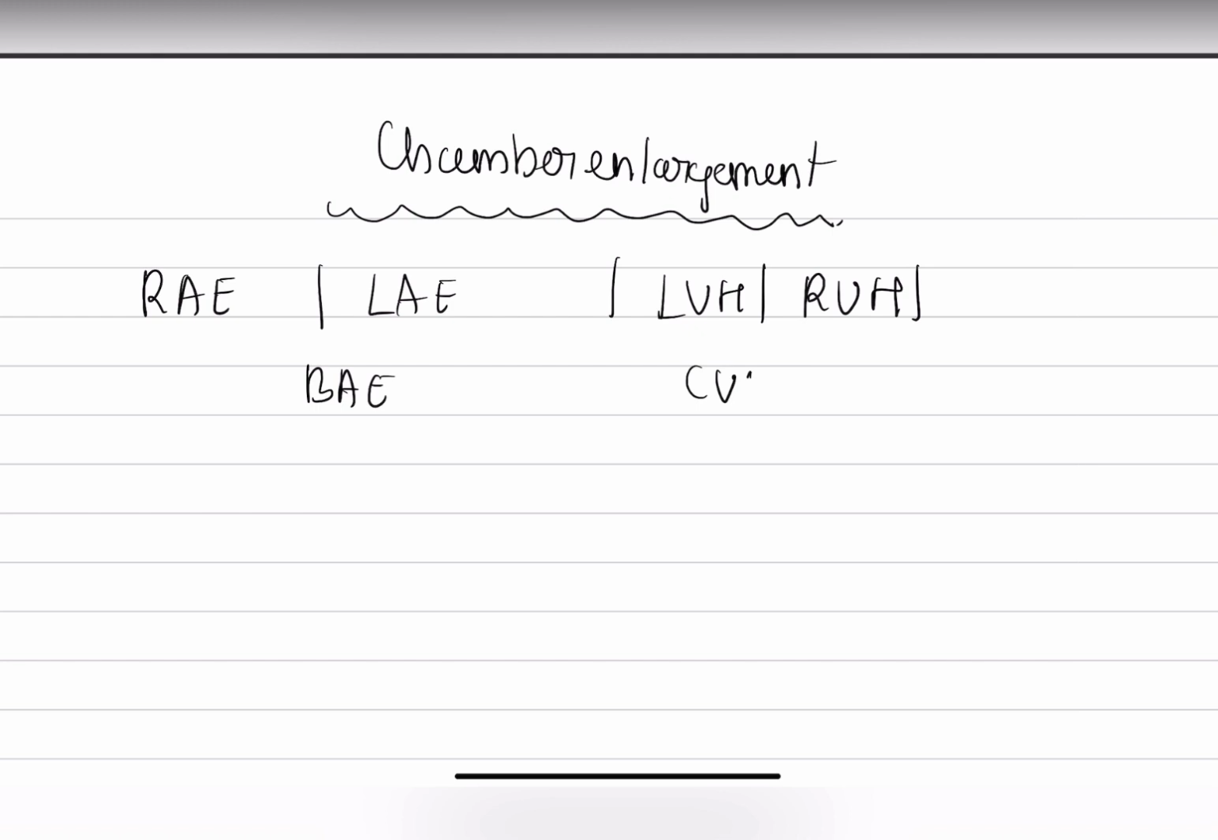The basic concept is that the chamber which is enlarged will have the electrical vector directed towards it. The direction of the vector will be towards the chamber. That will give us an idea about chamber enlargement. So the four chamber enlargements we will be discussing in this topic are the right atrial enlargement, left atrial enlargement, the right ventricular hypertrophy, and the left ventricular hypertrophy. And sometimes we can use a biatrial enlargement or a combined ventricular hypertrophy. All these things we will be discussing in this chapter.